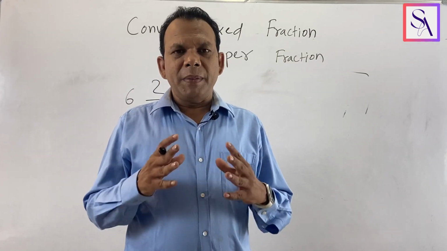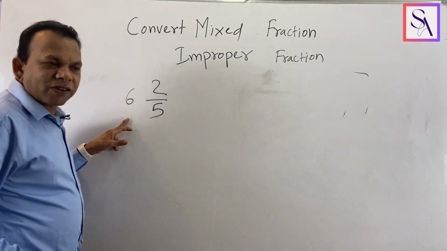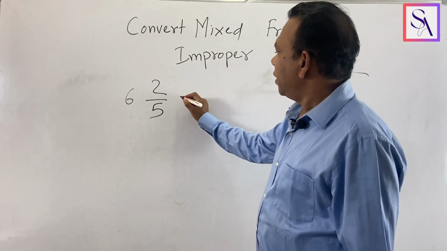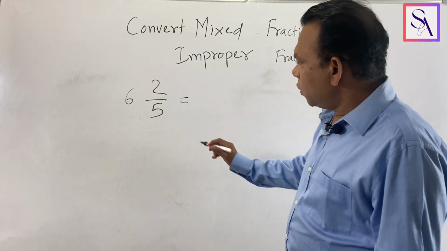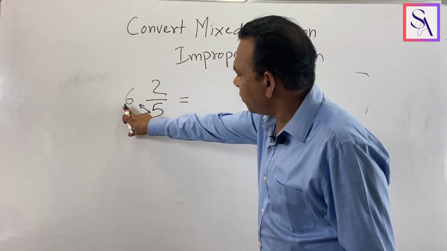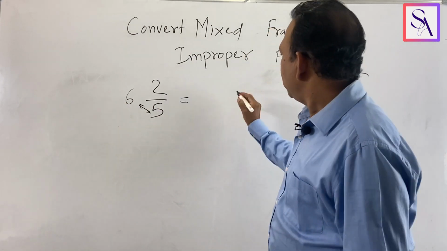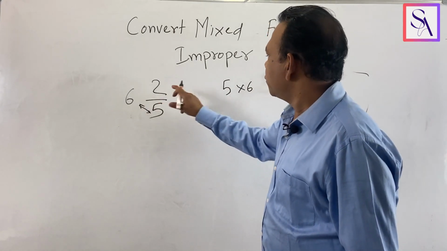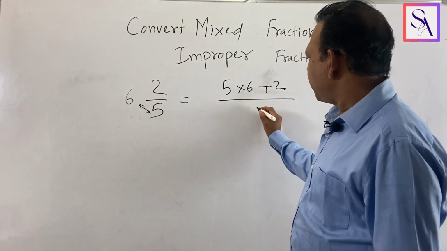Now we will convert a mixed fraction into an improper fraction. So this is a mixed fraction. We know that 6 2/5 is a mixed fraction, and we have to convert that into an improper fraction. It is very simple. Just multiply this denominator with this whole number. So 5 into 6, we have to multiply. Then add this 2, and keep the denominator as it is, 5.